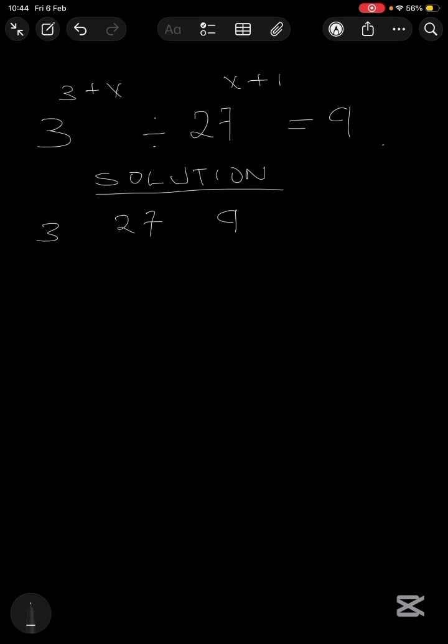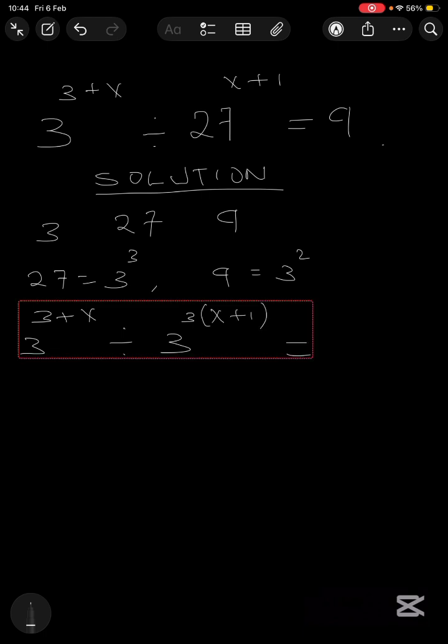So 27, we can write as 3 power 3. Also 9, we can write it as 3 power 2. We substitute to our question. 3 power 3 plus x, then divide by 27, is the same as writing 3 power 3, then 27 had power x plus 1 is equal to 9, which is the same as writing 3 power 2.